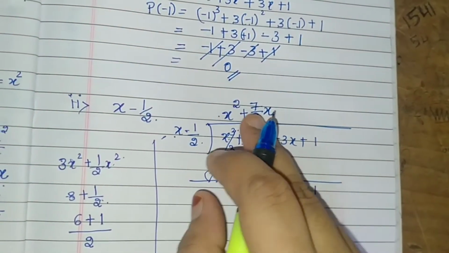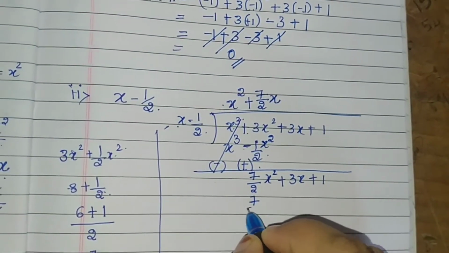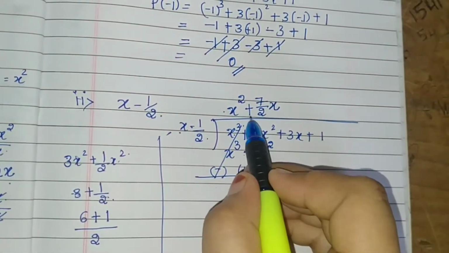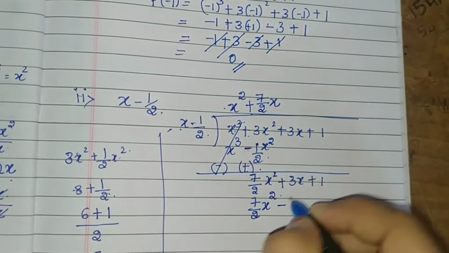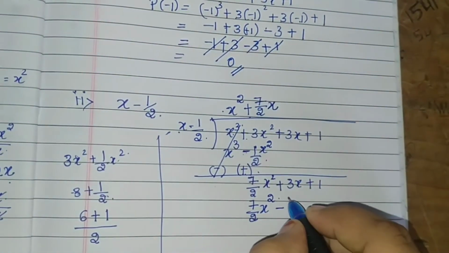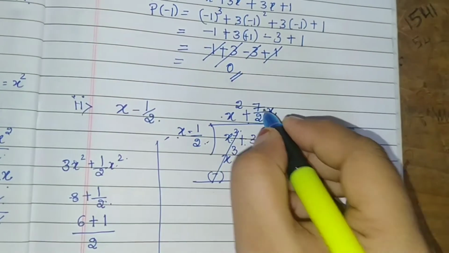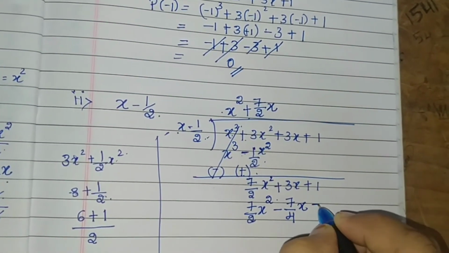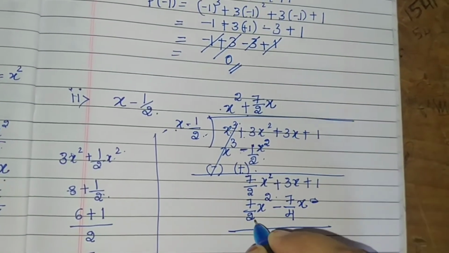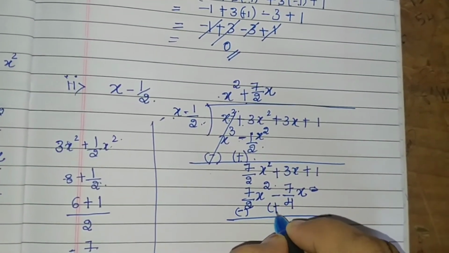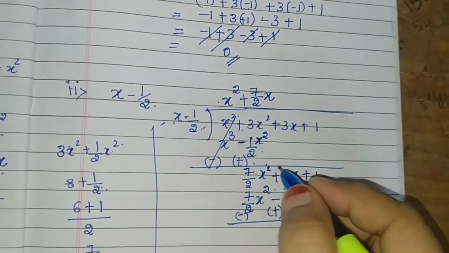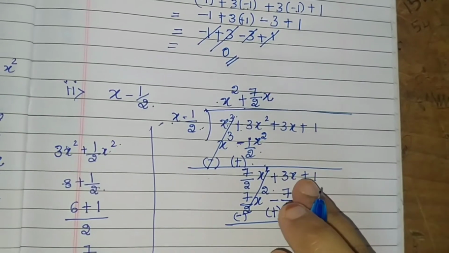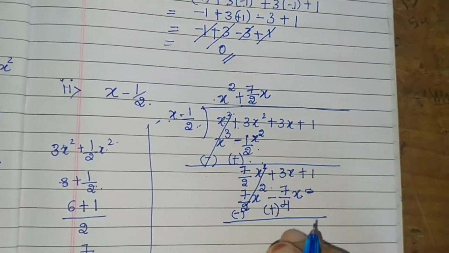Okay, so 7 by 2x into x is nothing but 7 divided by 2 x square. Okay, so here plus into plus, minus is nothing but minus. So 7 ones are 7, 2 twos are 4 x. Okay, so now you have to change the sign. Okay, so 7 by 2 x square minus 7 by 2 x square will get cancelled. So what is remaining here? Plus 3x and plus 7 by 4x.